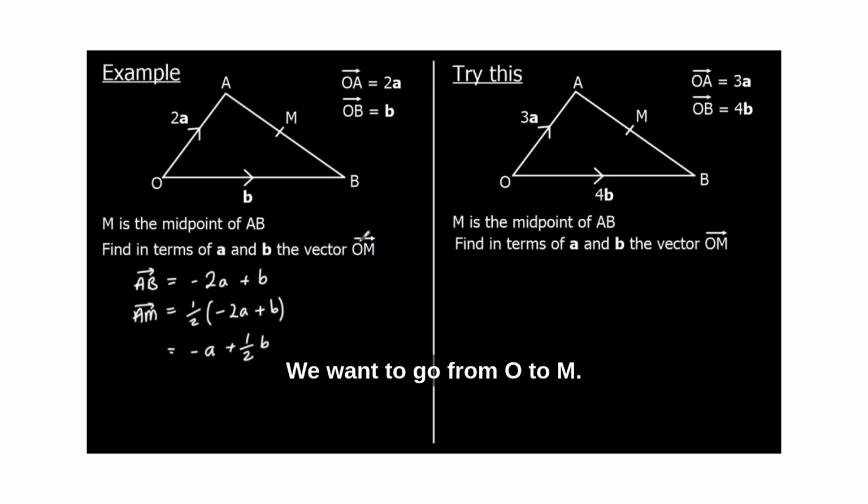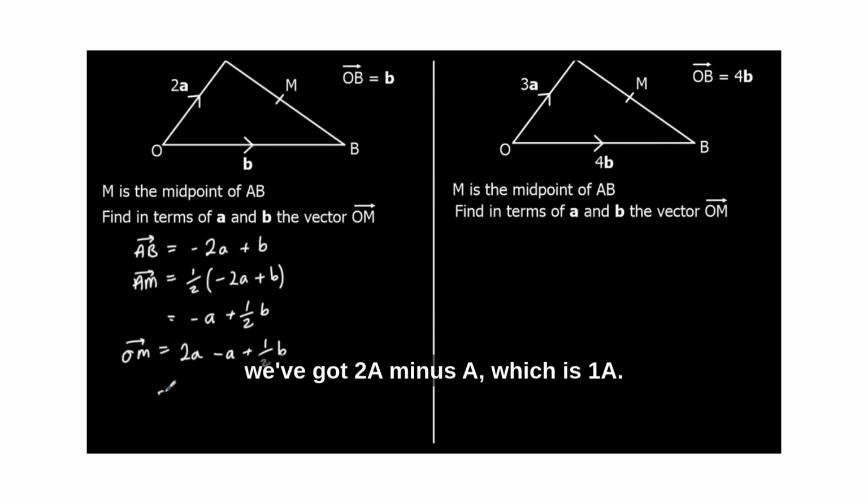We want to go from O to M, so we're going to go O to A and then A to M. So O to M is going to be O to A, which is called 2a, and then A to M, so then minus a plus half of b. So collecting our like terms, we've got 2a minus a, which is 1a. So we've got a plus half of b.